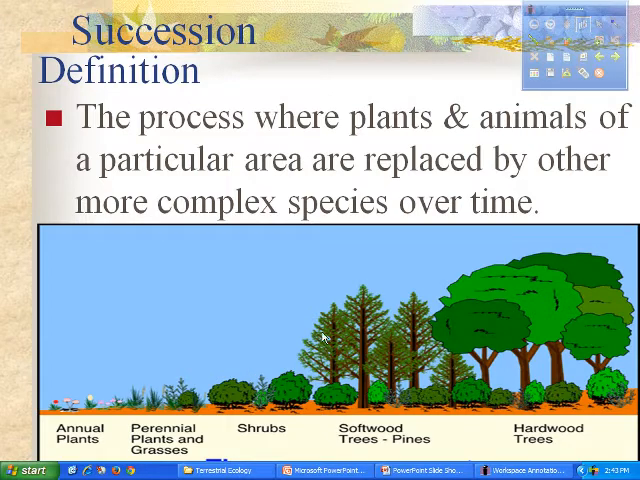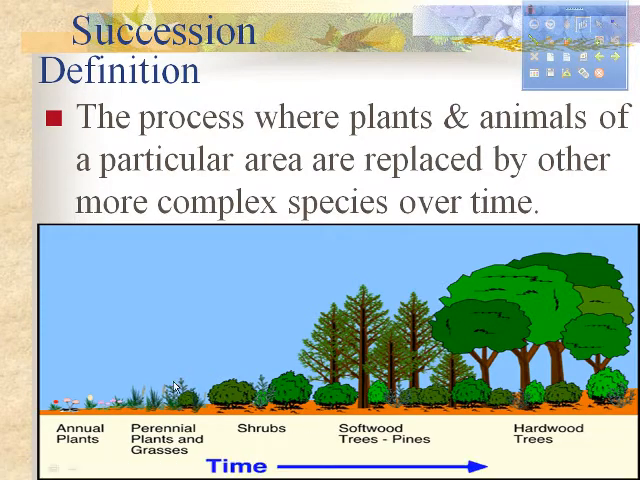So you can kind of tell the age of an area based on the plant life, almost. It's definitely not an exact science, but an approximate. You know that a forest has been there for a while with these great big trees, especially forests that have the redwoods and those huge trees in them. So succession is how stuff is replaced by more complex species over time.